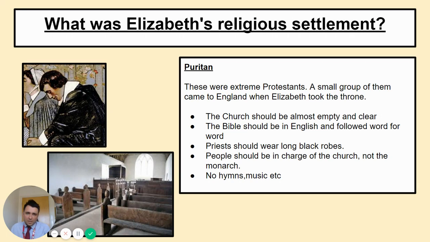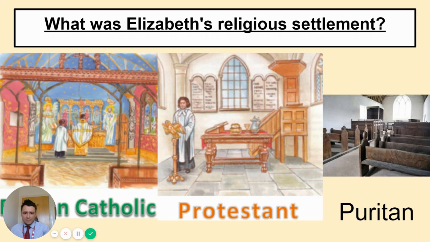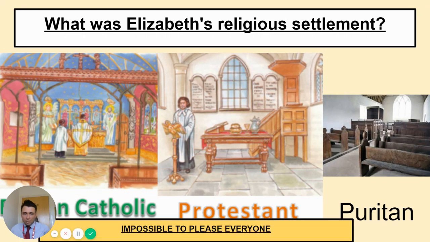That the people should be in charge of the church, not the monarch, not the Pope. And in church, it was a very serious affair. That meant things like no hymns, no music, etc. Now, they are three very different groups here. And a key thing is it was impossible to please everyone. There was no way that Elizabeth could please all three groups here. Her best bet was to target two groups and try to bring them together.